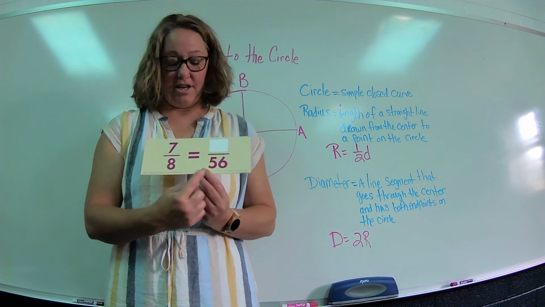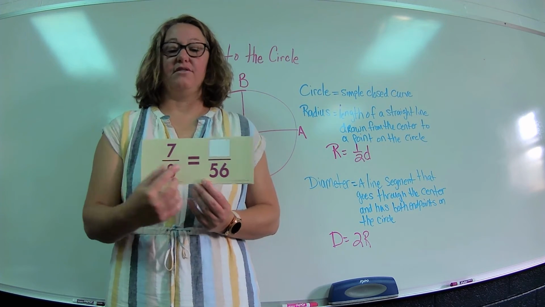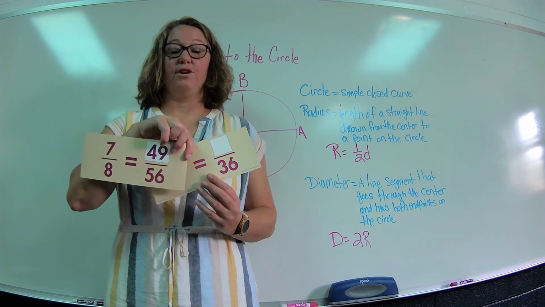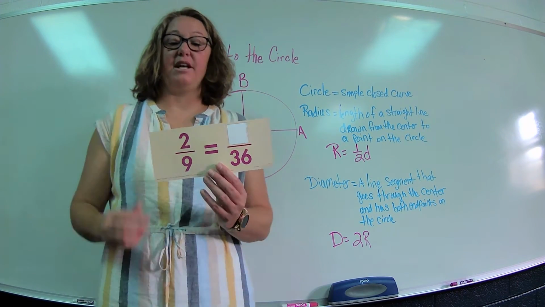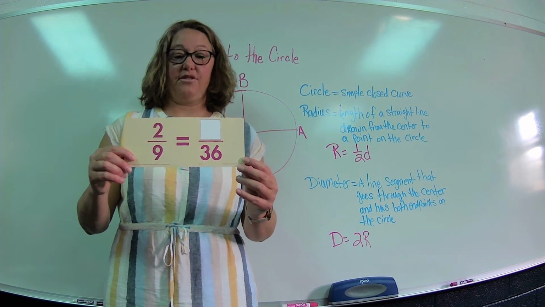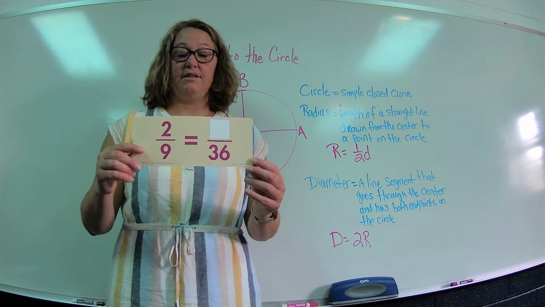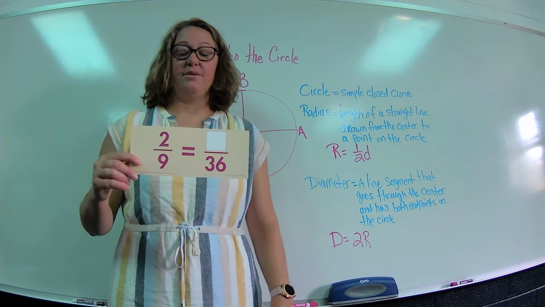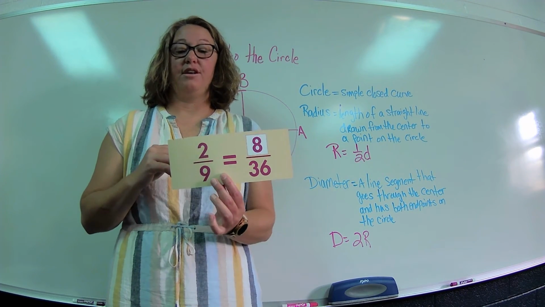All right, 7/8 equals, again, we're making equivalent fractions. 8 goes into 56 7 times. So 7 times 7, 49. You guys are on fire this morning. I'm glad to hear it. All right, 2/9. How many times does 9 go into 36? You got it, 4 times. 9 times 4 is 36, so 2 times 4, 8.